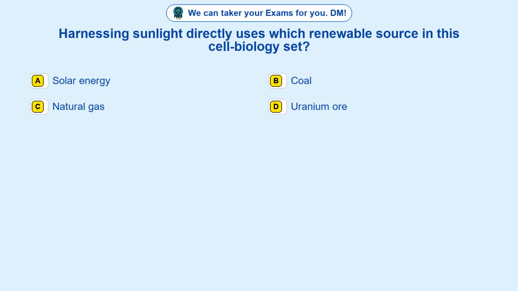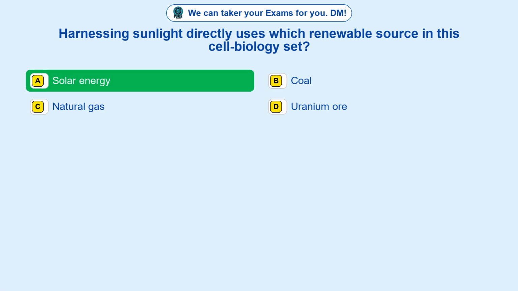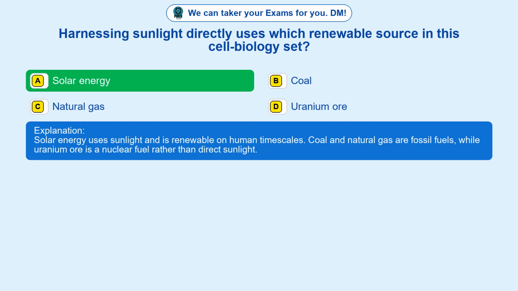Question 98. Harnessing sunlight directly uses which renewable source in this cell biology set? Option A, solar energy. Option B, coal. Option C, natural gas. Option D, uranium ore. The correct answer is option A. Solar energy. Solar energy uses sunlight and is renewable on human time scales. Coal and natural gas are fossil fuels, while uranium ore is a nuclear fuel rather than direct sunlight.